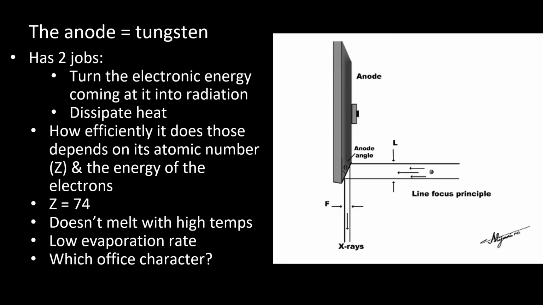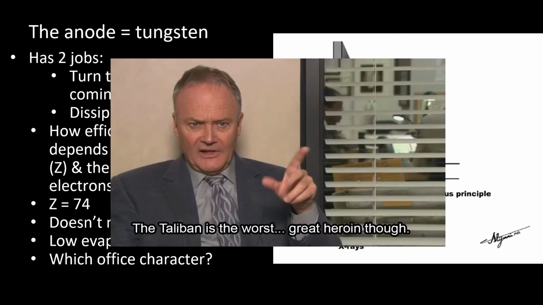If we're going to compare the anode to an office character, who do you think it would be? Obviously, the anode is going to be Creed because he's approximately 74 years old. So there's a little mnemonic to remember the atomic number of tungsten. And he's been through a lot in his life. So obviously, he's the most mentally and physically tough employee in the office.